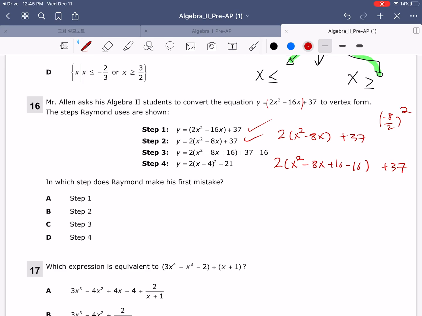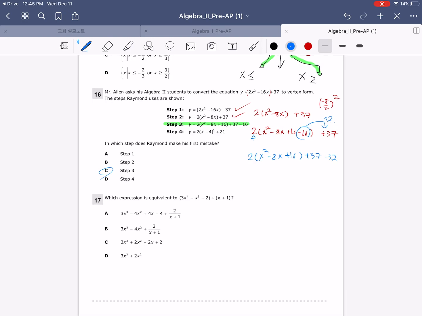The thing is, he made a mistake at step 3. It's not because negative 16 is outside. Here's the reason. If you want to take this negative 16 outside, remember if there's a number in front of the parentheses, you have to multiply. In this case, you have to multiply by 2. So it's going to be 2x squared minus 8x plus 16 plus 37. Negative 16 times 2 is going to be negative 32. But he put negative 16. He did not multiply. So that's the mistake at step 3. Very easy, right?